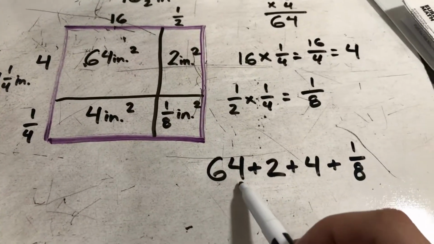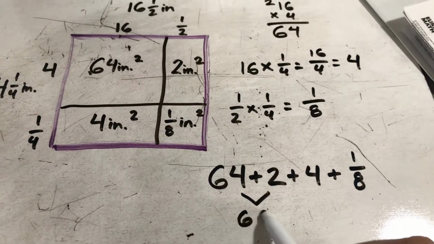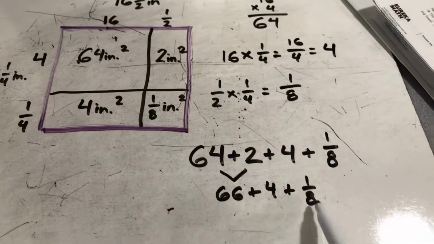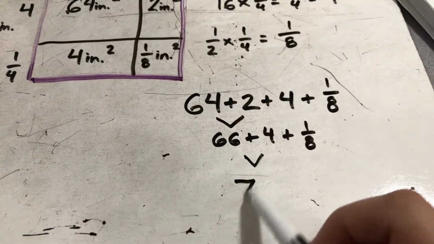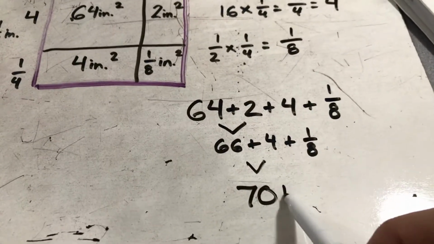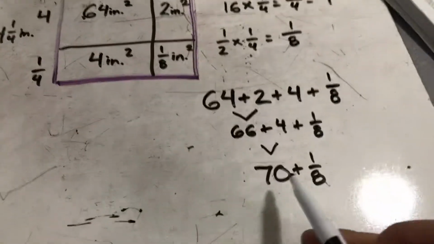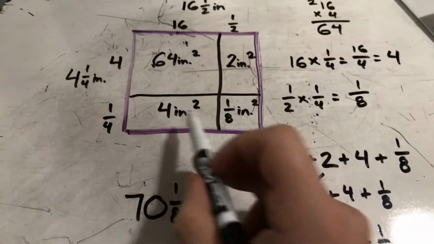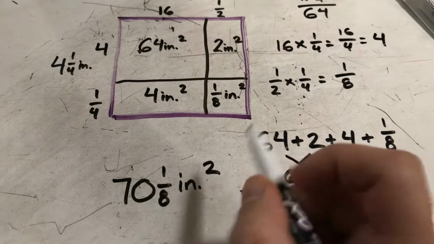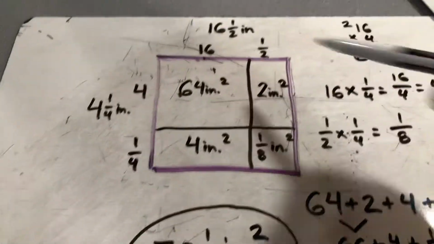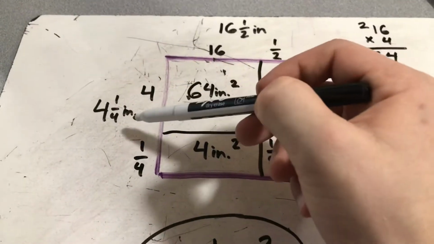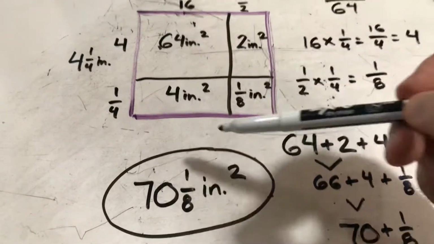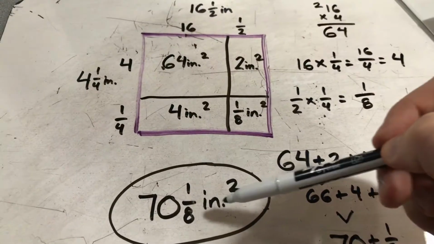So here we go. 64 plus 2 is 66, plus the 4, plus the 1/8. I'll just rewrite it. 66 plus 4 is 70, plus the 1/8. I end up with the answer of 70 and 1/8 inches squared. So 16.5 times 4 1/4 will get me an area, length times width, of 70 and 1/8 inches squared.